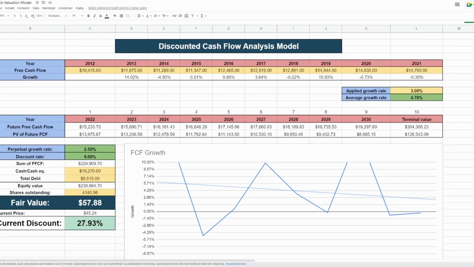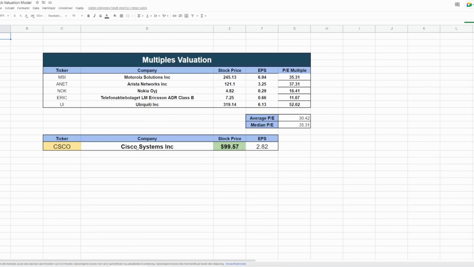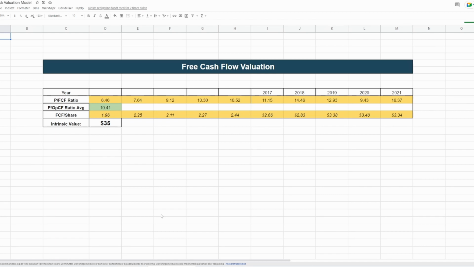If we scroll down to the next one, which is the discounted cash flow analysis, I've applied a growth rate of 3%, which I think is very, very conservative, but I think it's going to be maybe a slow year for Cisco, so I'd rather be a bit conservative now, and I still get a fair value of $57. Next one is the dividend discount model, which gives us an intrinsic value of 3%, and the multiples valuation gives us a stock price of almost $100, which is a bit high, but again, it is based on other companies, so it's a bit difficult to always compare them directly. Then the new one, the free cash flow valuation, gives us an intrinsic value of $35.